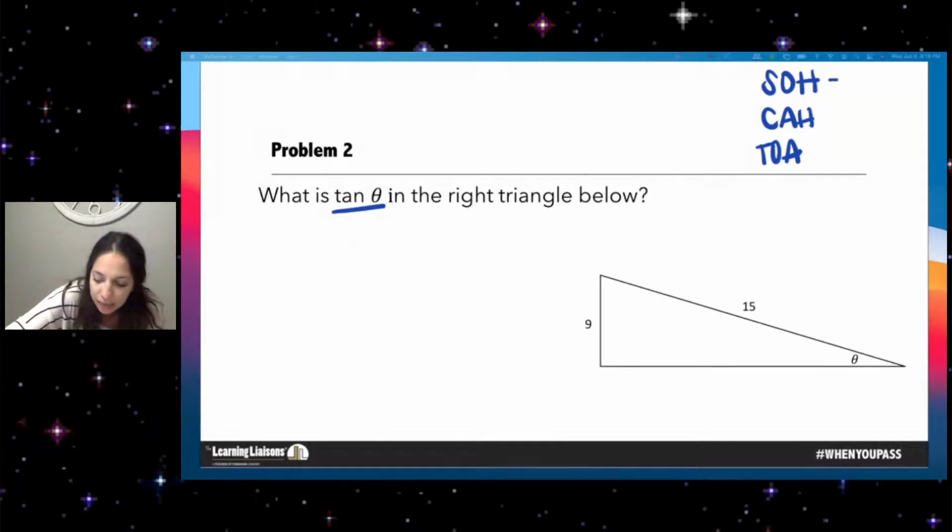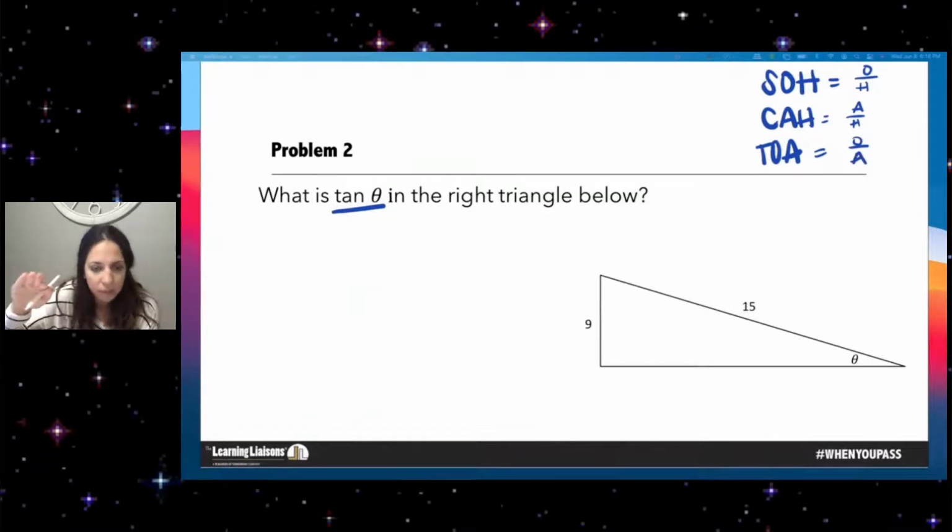So sine equals opposite over hypotenuse. Cosine equals adjacent over hypotenuse. And tangent equals opposite over adjacent. This is for my high school people, 100%. So if you're in elementary, like you need to know what a right triangle is. Some of you need to know Pythagorean theorem, but you don't need to know the trig ratios. So sine, opposite over hypotenuse, cosine, adjacent over hypotenuse, tangent, opposite over adjacent.